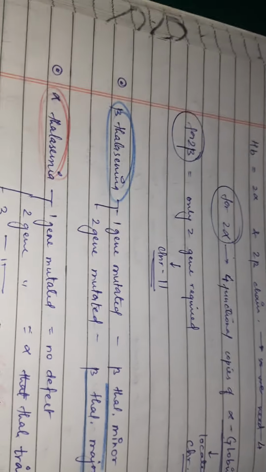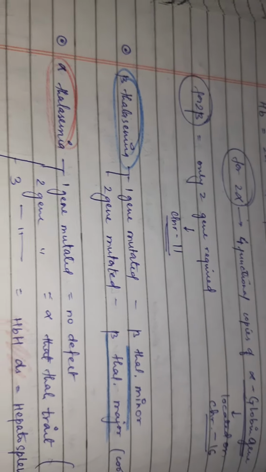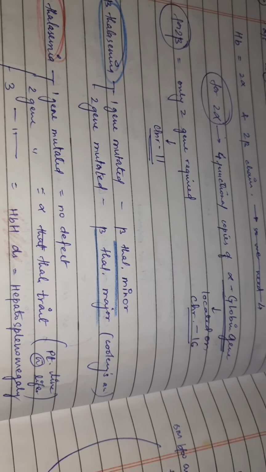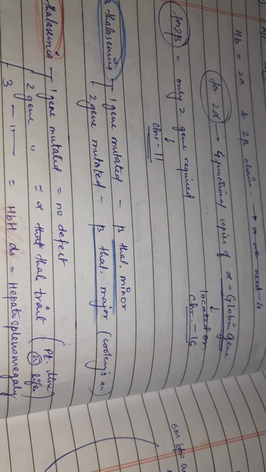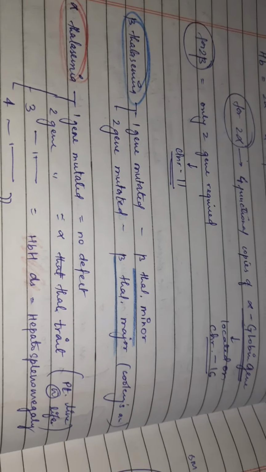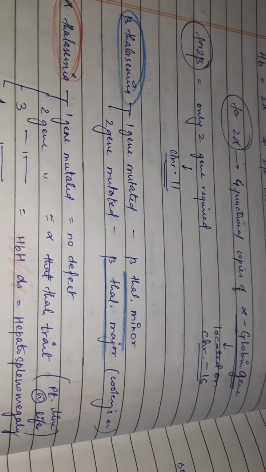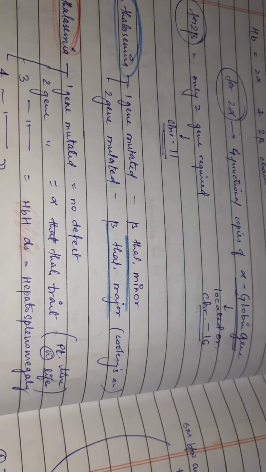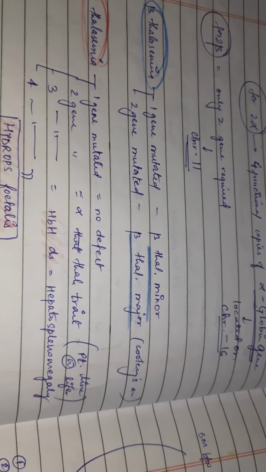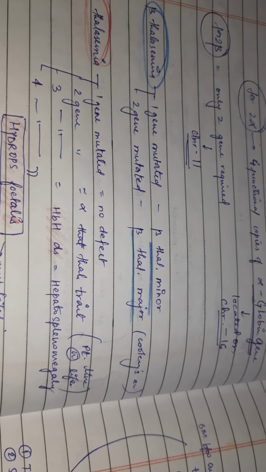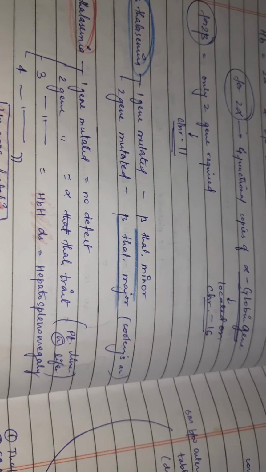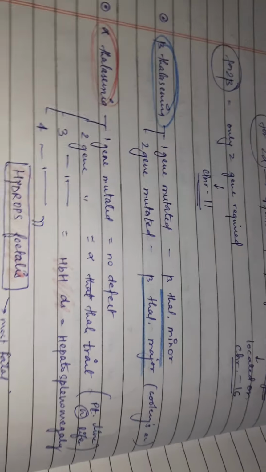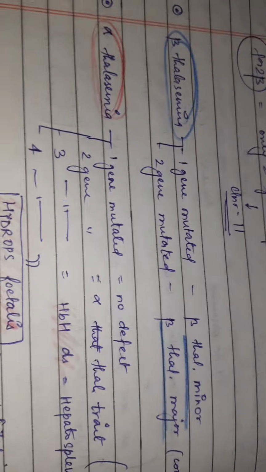Now, beta thalassemia. If one gene is mutated, it is beta thalassemia minor, since only 2 genes are required; there is a 50% chance. If 2 genes are mutated, it is beta thalassemia major, which is Cooley's anemia, 100%. And alpha thalassemia is more severe.